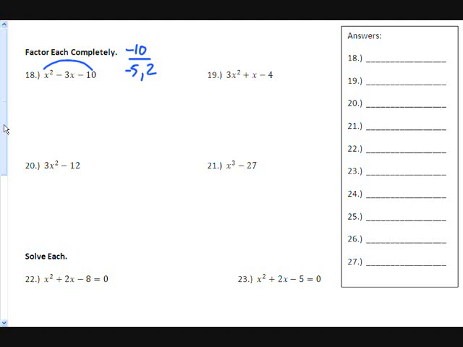So that means since there's a 1 out front as my leading coefficient, I get my shortcut, so it factors into an x minus 5 and an x plus 2. That's it for this one.